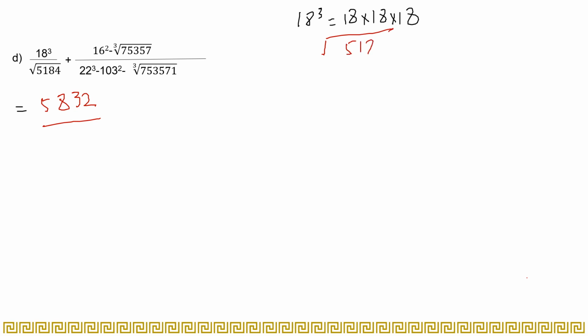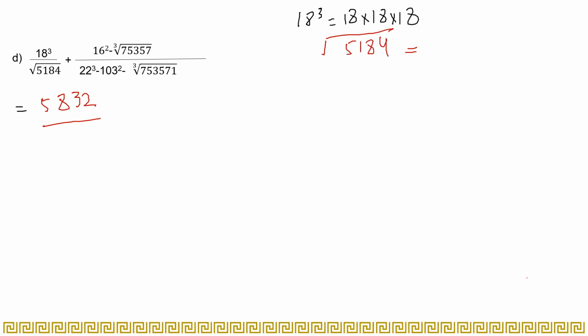So dear viewers, coming to the last part of this question, that is part D. You have to look for 18 cube, multiply 18 three times, and you will get 5832. 5832, right? Now you have to look for root of 5184.